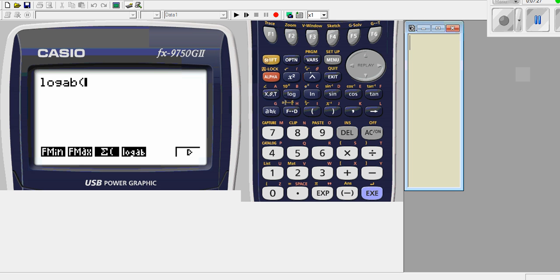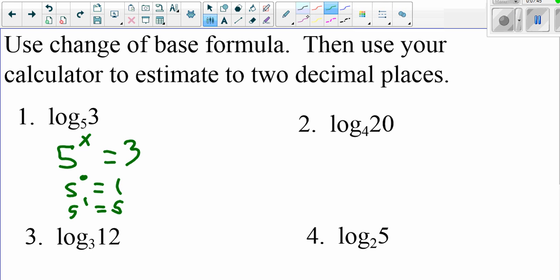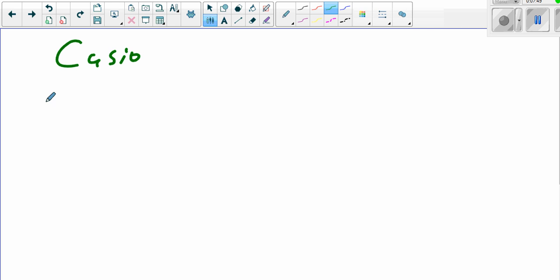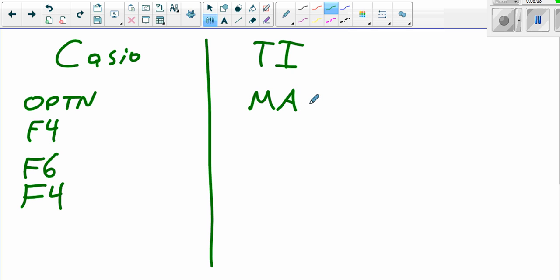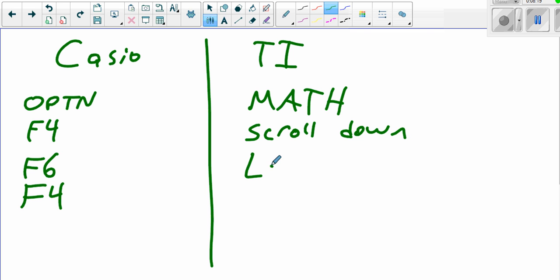So again, that's option, calc, more because it hasn't displayed yet, and then it's F4. So on a Casio, it's option, F4, then F6 to get the more options, and then F4 again. On a TI-84, you push math, and then you scroll all the way down. And then you choose log base.